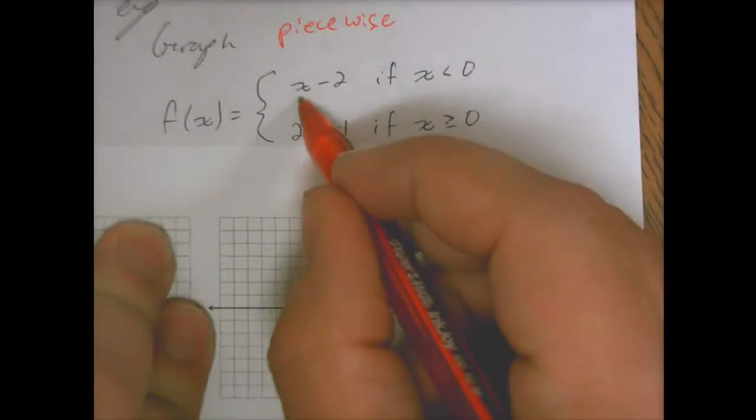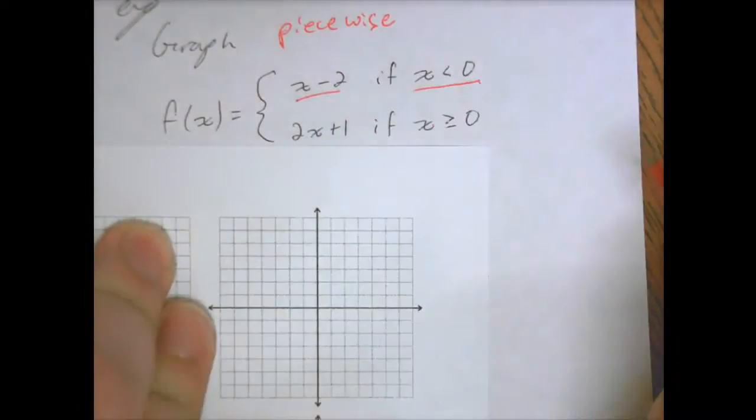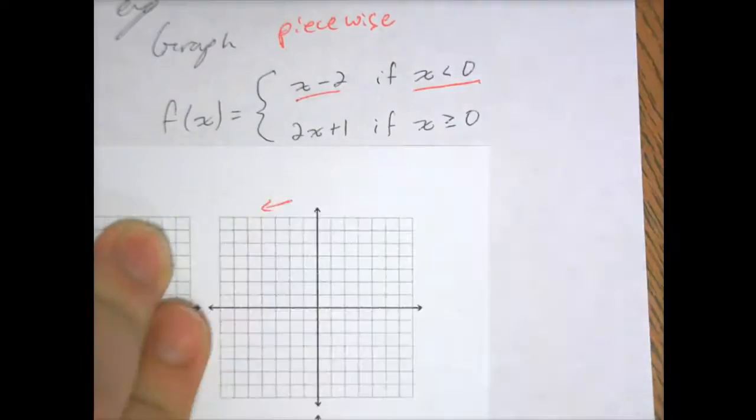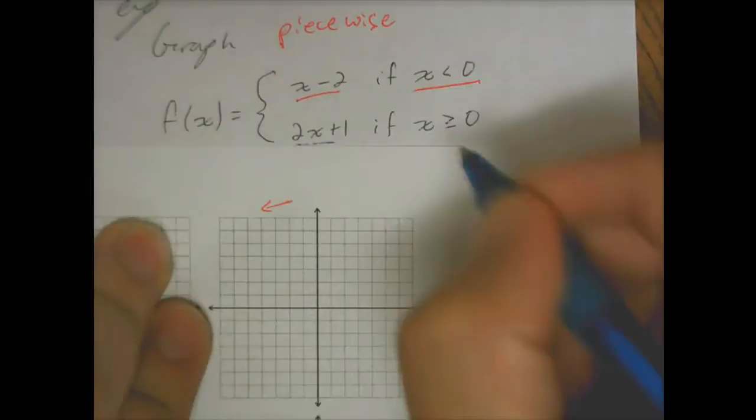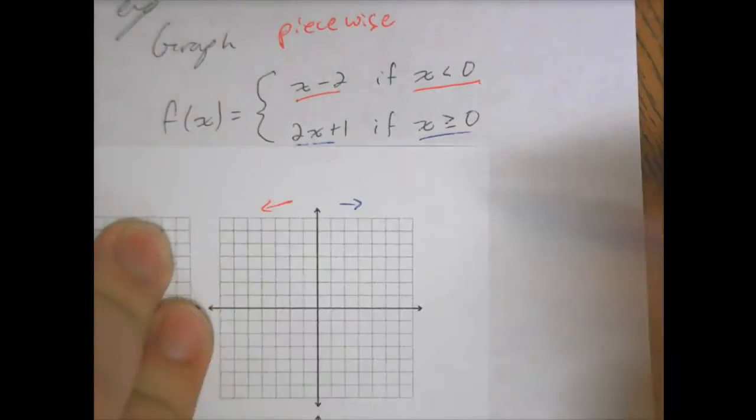Notice, like always, you only have the function x minus 2 if x is less than 0. Well, that would only be that side of the graph. And we only have the function 2x plus 1 if x is greater than or equal to 0. So that's going to be that side of the graph.